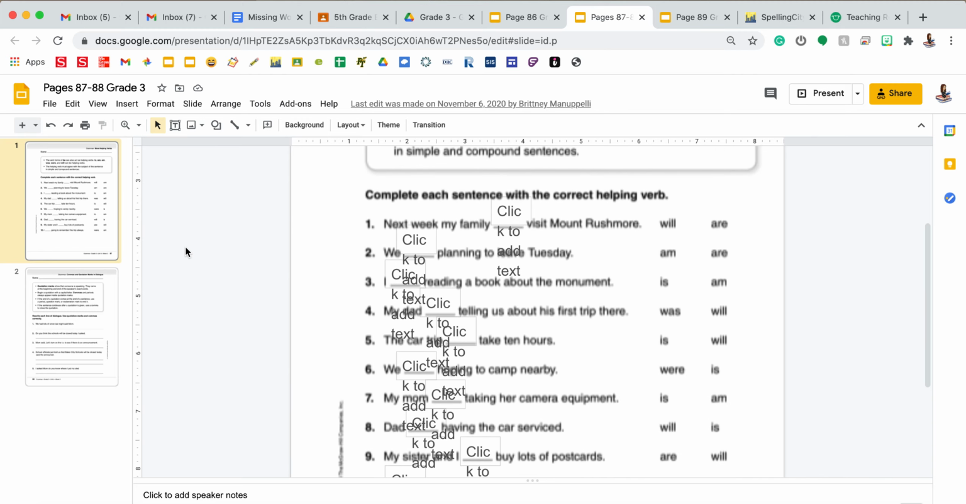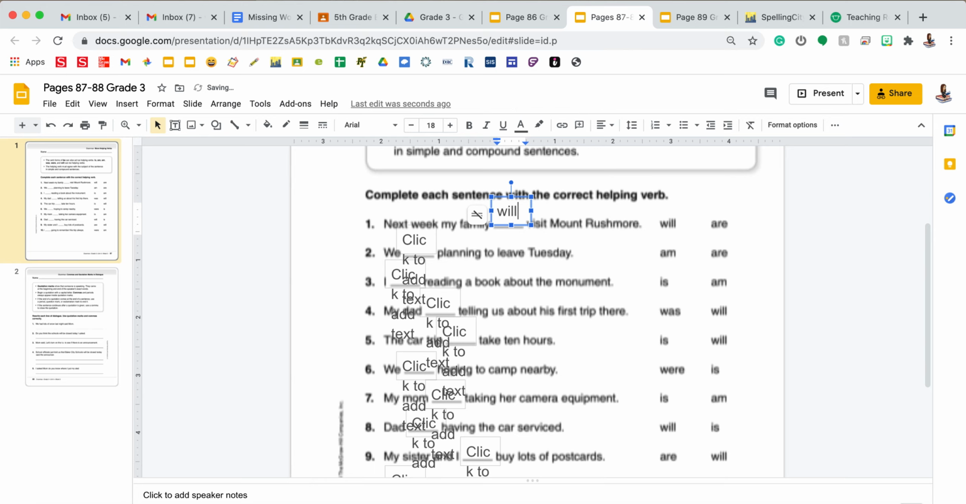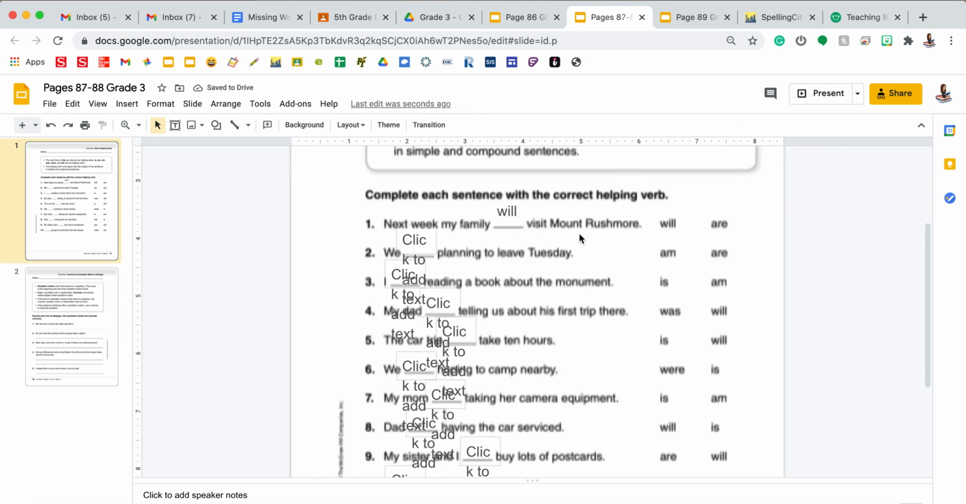You're going to complete each sentence with the correct helping verb. There are two options after each sentence for you. Read each sentence with both to see which one makes more sense. Number one says, next week, my family blank visit Mount Rushmore. Next week, my family will visit, or next week, my family are visit. Will is the correct helping verb for that sentence, so you'll just type it on the line.